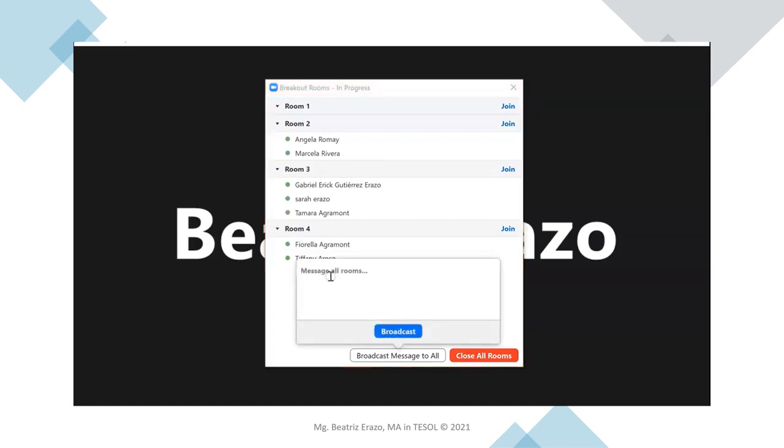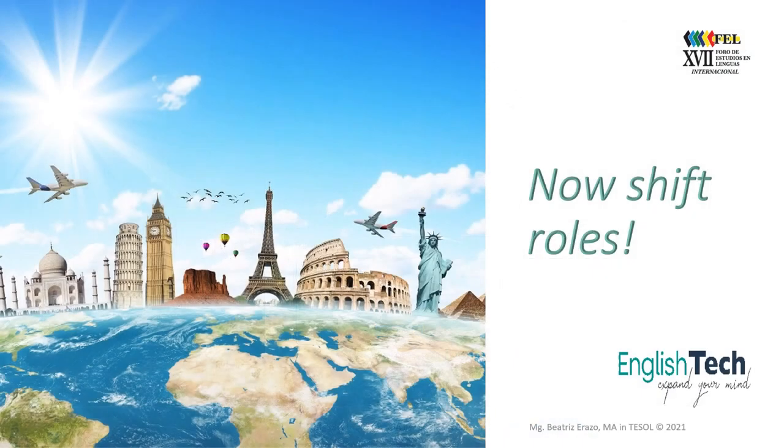And you had to broadcast a message every time that you are going to move the students, or when you think that it's enough time, so they have to come back to the main session. So I brought my students back again and we shifted roles.